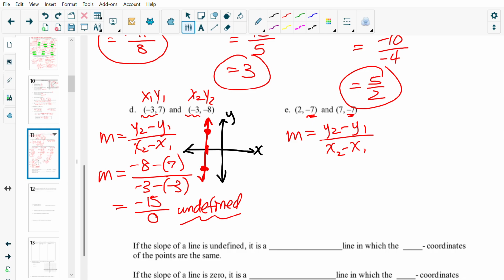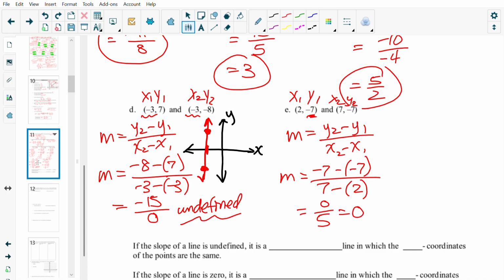Here's our slope formula. And then I'm going to label it x1, y1, x2, y2. Okay, I can barely see that. What's going on here? That's y2. y2 is -7 minus y1, -7, over x2, that's 7 minus x1, 2. Well, look what's going on in the numerator. That is -7 minus -7, -7 plus 7. That's 0 divided by 5, and that equals 0.